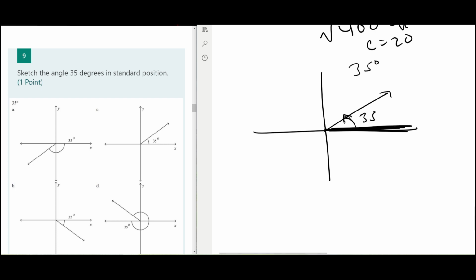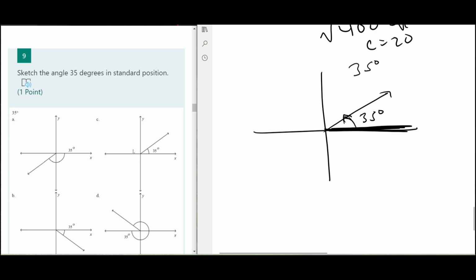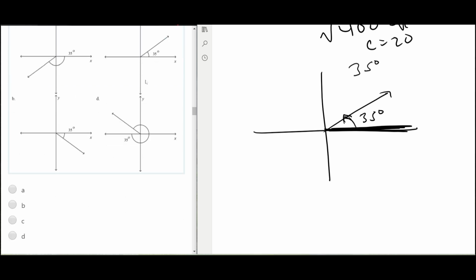So this is 35 degrees. So that's this guy right here. That's going to be C.